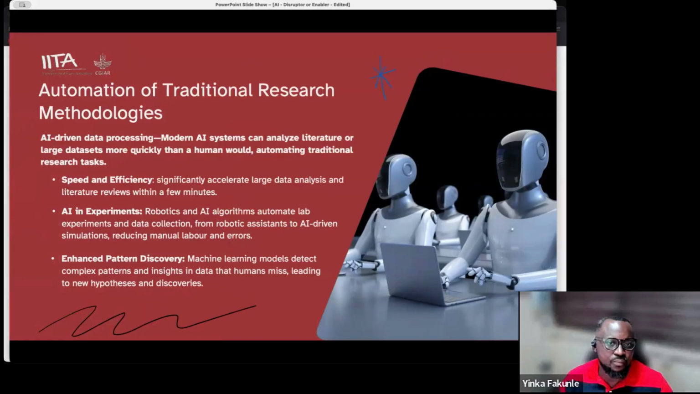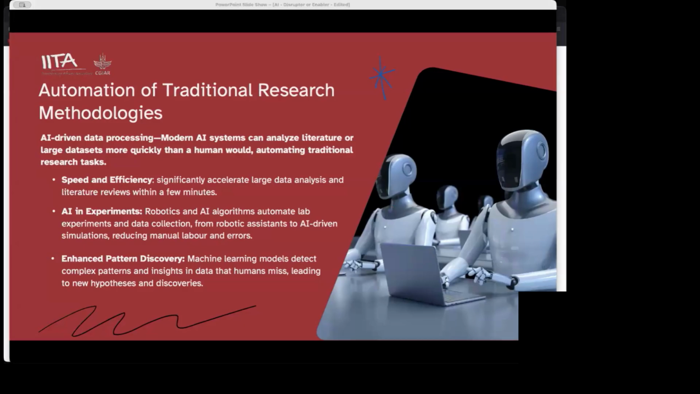All right. So the first major disruptive impact is the automation of core research tasks. Research often involves a lot of time consuming work, from reading literature, analyzing data, to running experiments. This slide shows how AI is turbo changing all those tasks, disrupting the traditional slow pace of research that we used to know. Modern AI systems can scan vast datasets or libraries of papers in a fraction of the time it would take a normal human being.